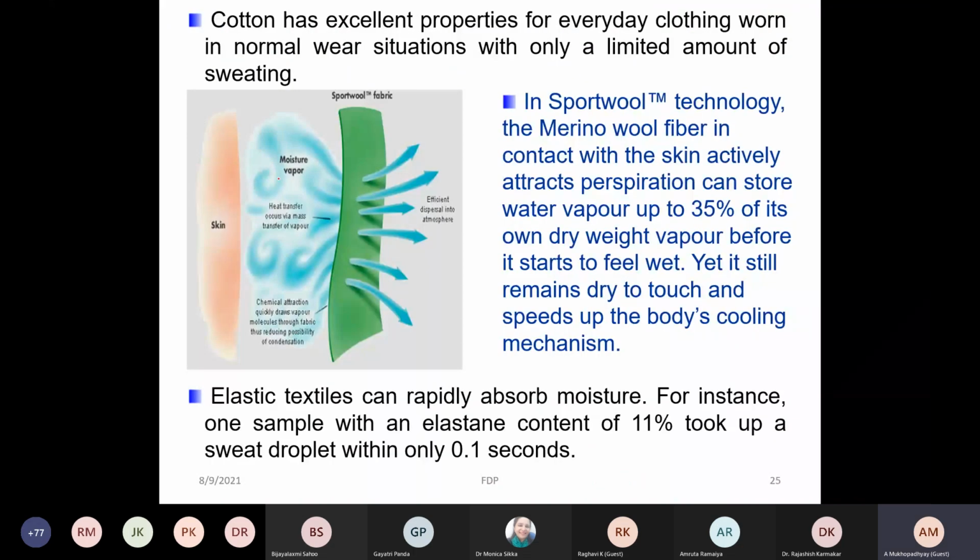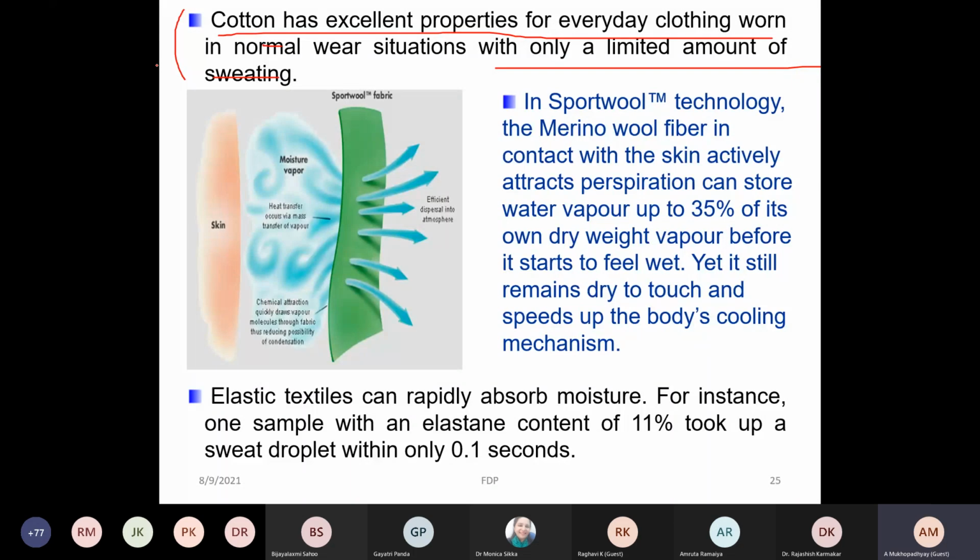Cotton is good for normal, day-to-day activity, but normally cotton is not good for sports activity because the person will profusely sweat, then obviously the wicking must be very fast. But the cotton cannot perform under that kind of environment.